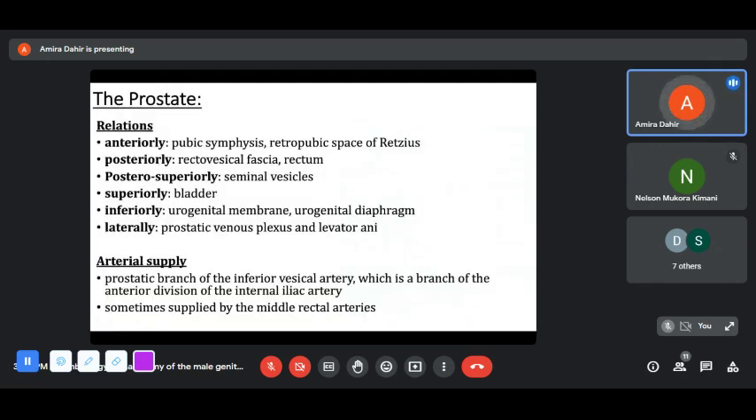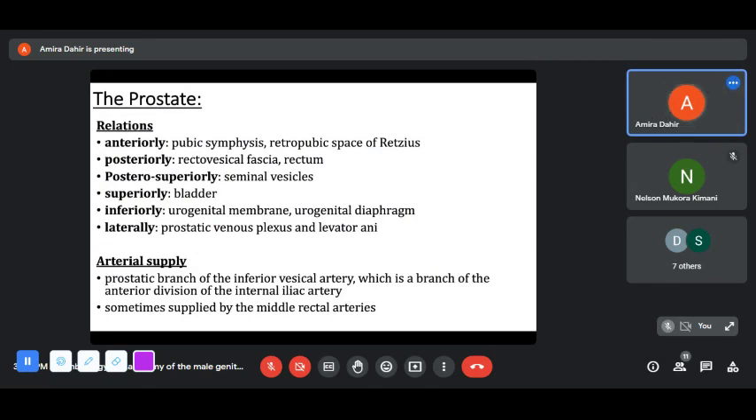The prostate is related to other organs: anteriorly to the pubic symphysis and retropubic space of Retzius, posteriorly to the rectovesical fascia and rectum, superiorly to the seminal vesicles, superiorly to the bladder, inferiorly to the urogenital membrane and diaphragm, laterally to the prostatic venous plexus and levator ani.